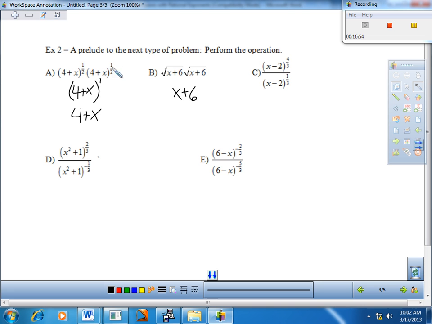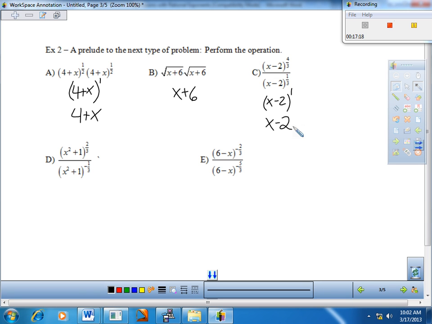Cool. Hey, divide powers with the same base. We've already kind of seen this already. Keep the base, subtract the exponents. 4/3 minus 1/3 is 3/3. 3/3 is 1, and so you can see it's just x minus 2. And that's what's happening here, of course.